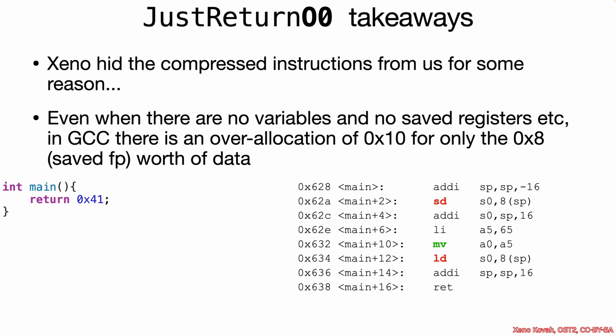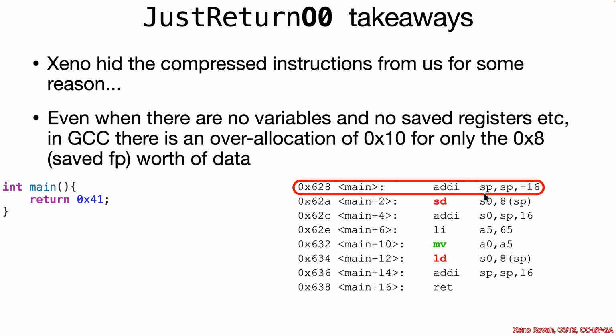Okay, final takeaways from JustReturn optimization level 0. First of all, Xeno hid the compressed instructions from us for some reason. Don't know why yet, but we'll get back to it later. And then also, there's an interesting thing that even when there are no local variables here, no saved registers, anything like that, GCC seems to be over-allocating hex 10, 16 bytes worth of space, when the only thing it actually writes to the stack is hex 8, a stack pointer.